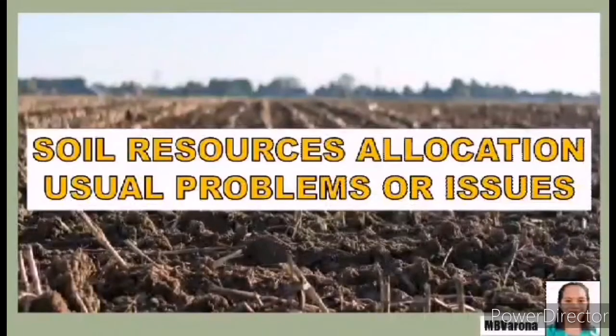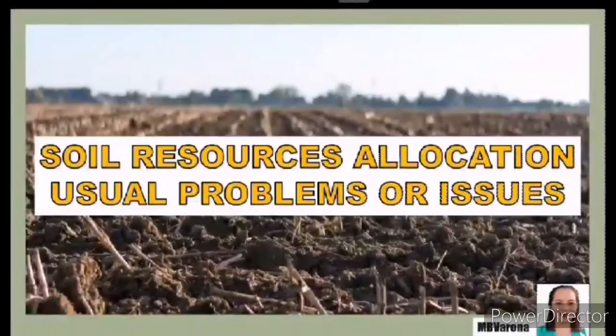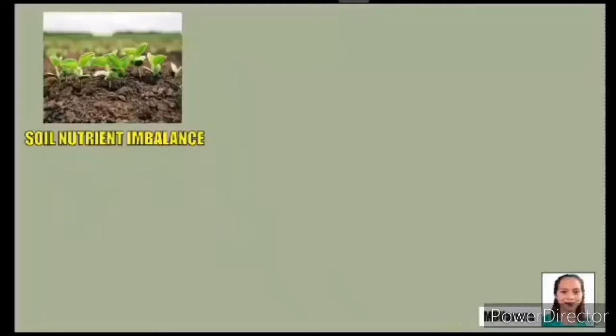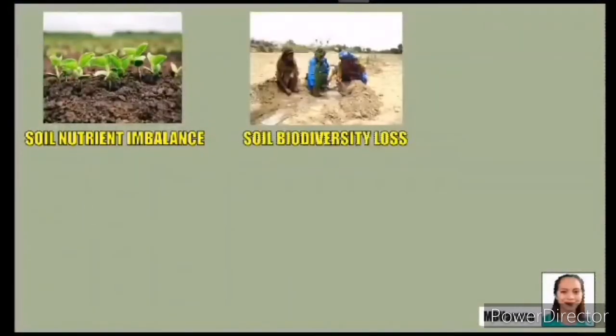Soil resources allocation, usual problems or issues. There are different threats to soil resources, and this includes the following. First is soil nutrient imbalance. It occurs when inputs of nutrients, through the addition of chemical and organic fertilizers or other sources, are either insufficient to allow crops to achieve their development and yields, or in excess of nutrients exported during the harvest of the crops.